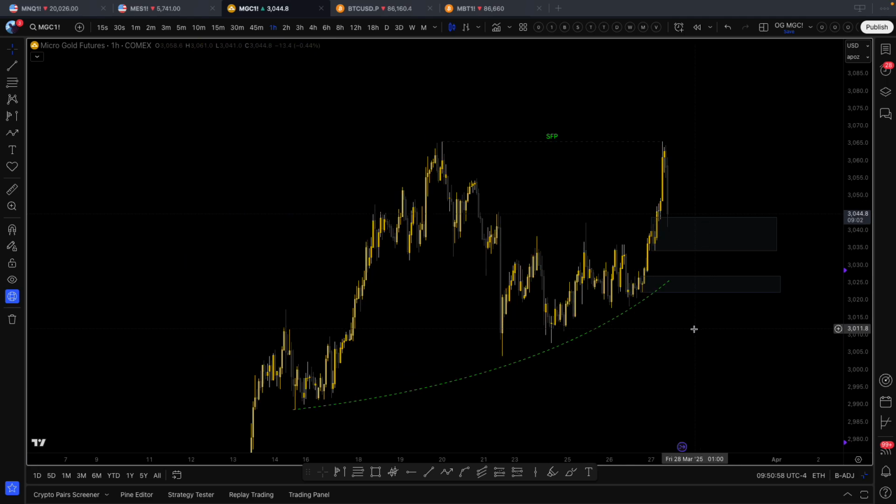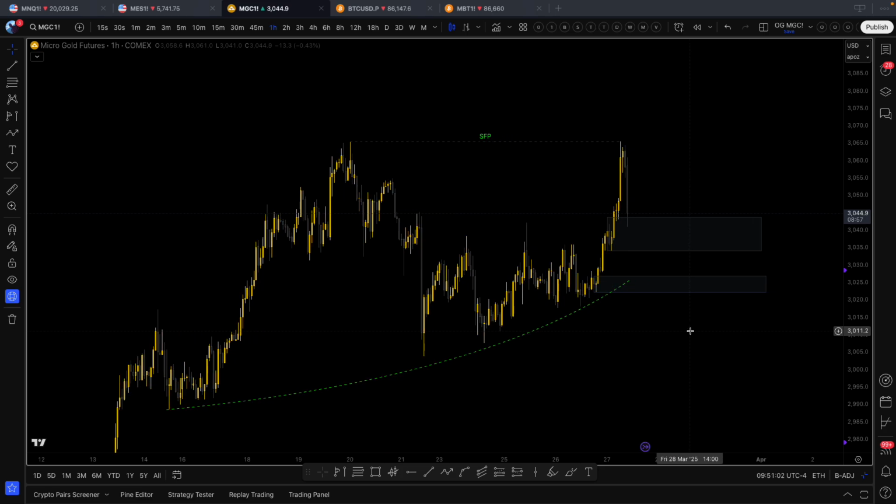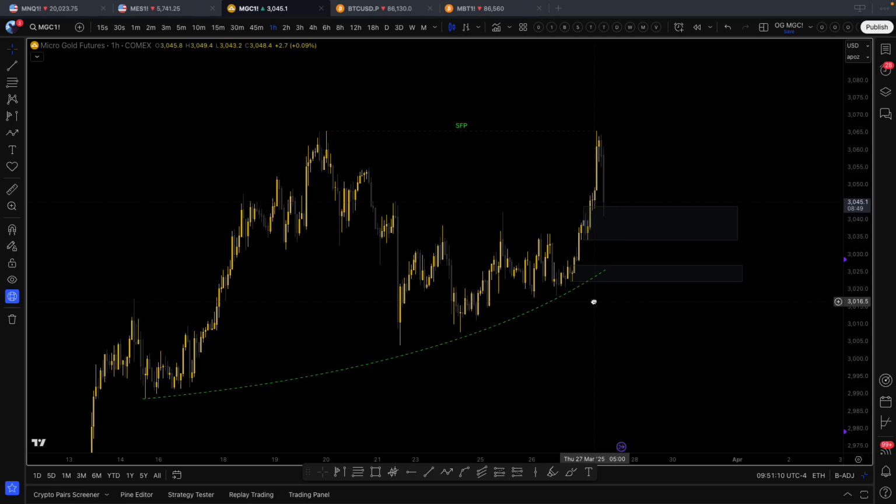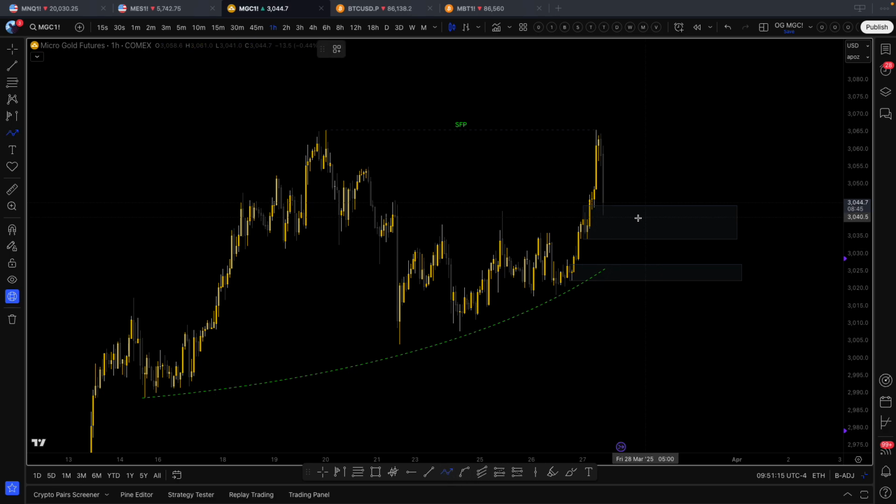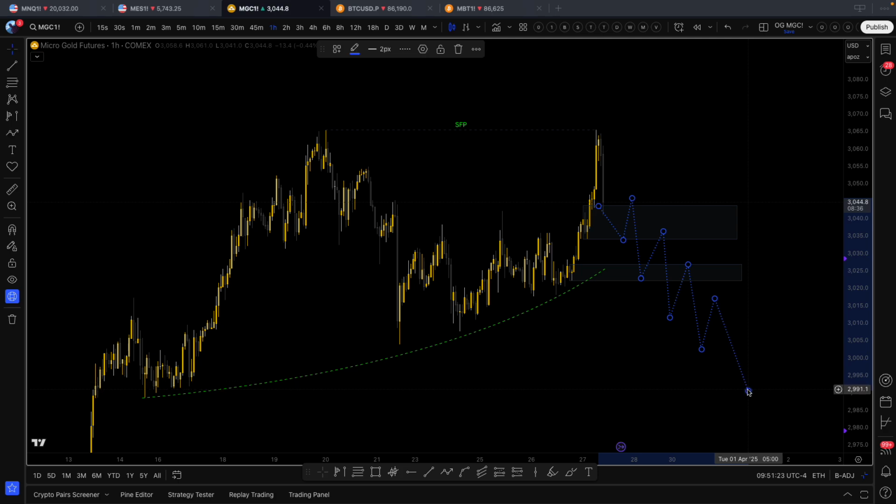Of course, I'm not really looking for any shorts on gold. There's nothing that really interests me as far as a short. Now, if we were to break this low, I would entertain a short. So we would have to do something like this here, and we start breaking that low. Then I would look for a short around this area right here on a pullback.